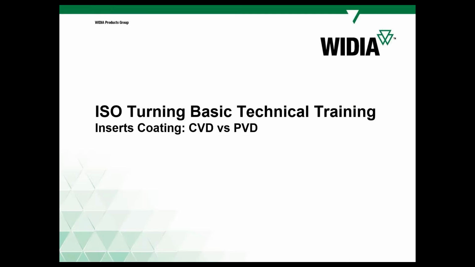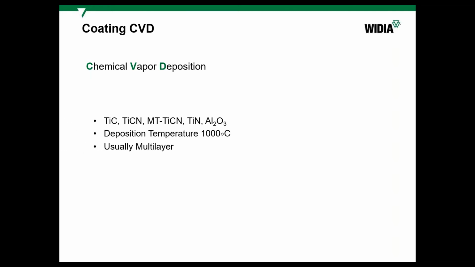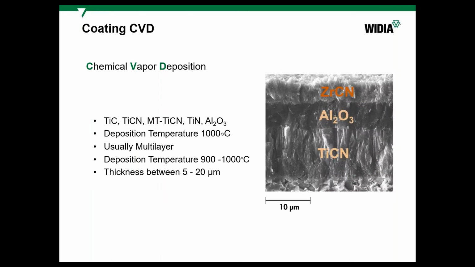But now most of the tools are used with coating, and coating was developed in the 60s. The first coating was patented by WIDIA in 1962. And in 1968-69, the first coated inserts started to be produced. There were several methods. First of them is CVD, chemical vapor deposition. Usually it's a thick coating. It's usually multi-layered. Layers can be different, but usually they're used as a sandwich.